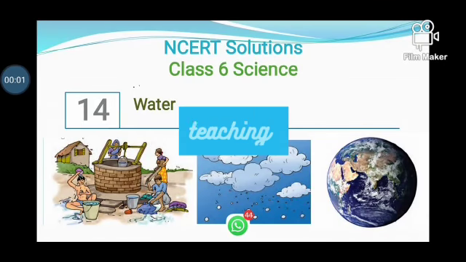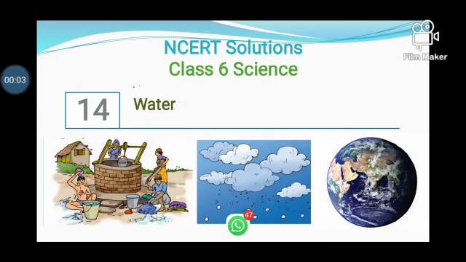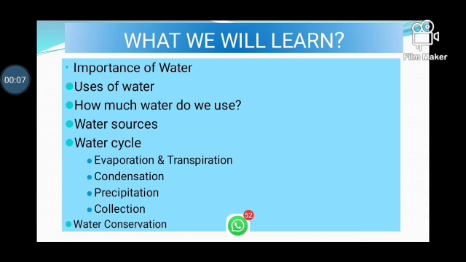NCERT Class 6th Science, Lesson number 14: Water. What will we learn? Importance of water, uses of water, how much water do we use, water sources, water cycle, evaporation and transpiration, condensation, precipitation, collection, and water conservation.